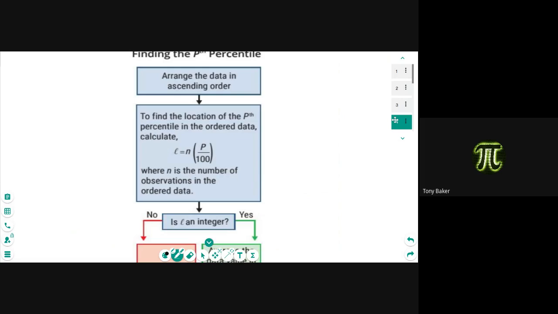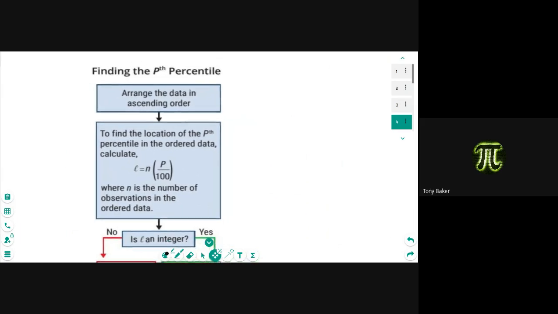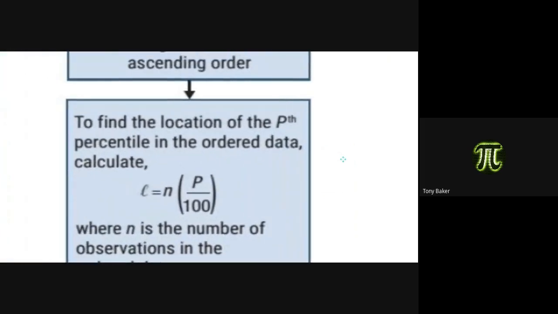To find percentile, they had this nice little definition, but I like the flow chart better, so we're going to use the flow chart. The first thing you need to do is, just like we did with median, all the information has to be put in order. Is that symbol an L? Yes, it stands for location.